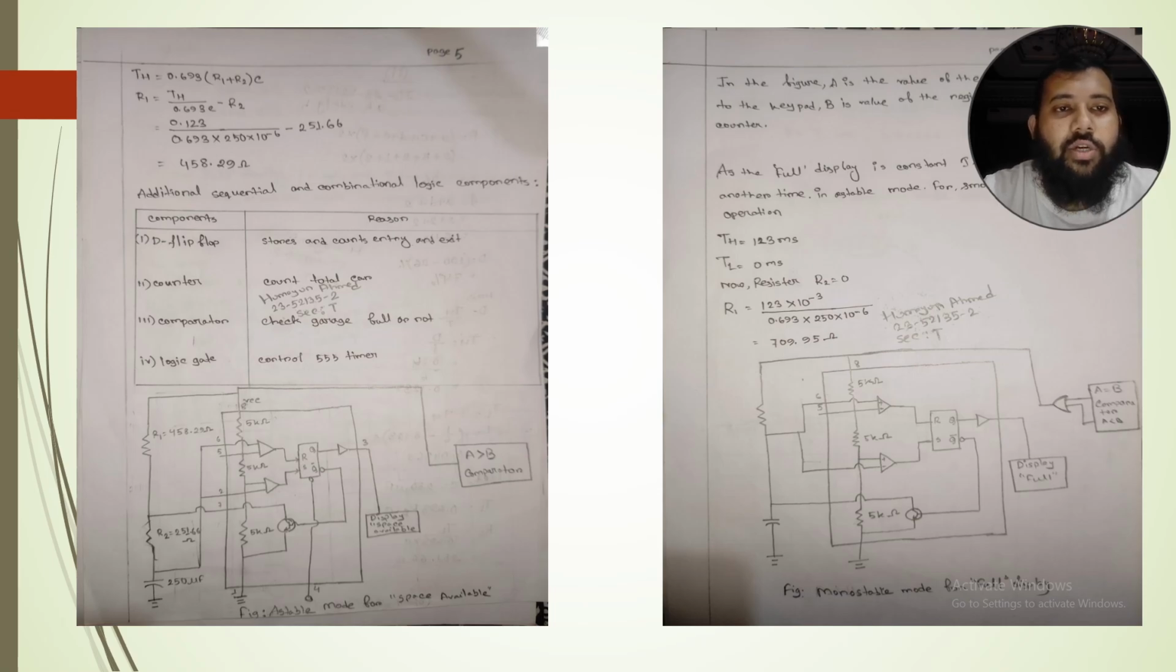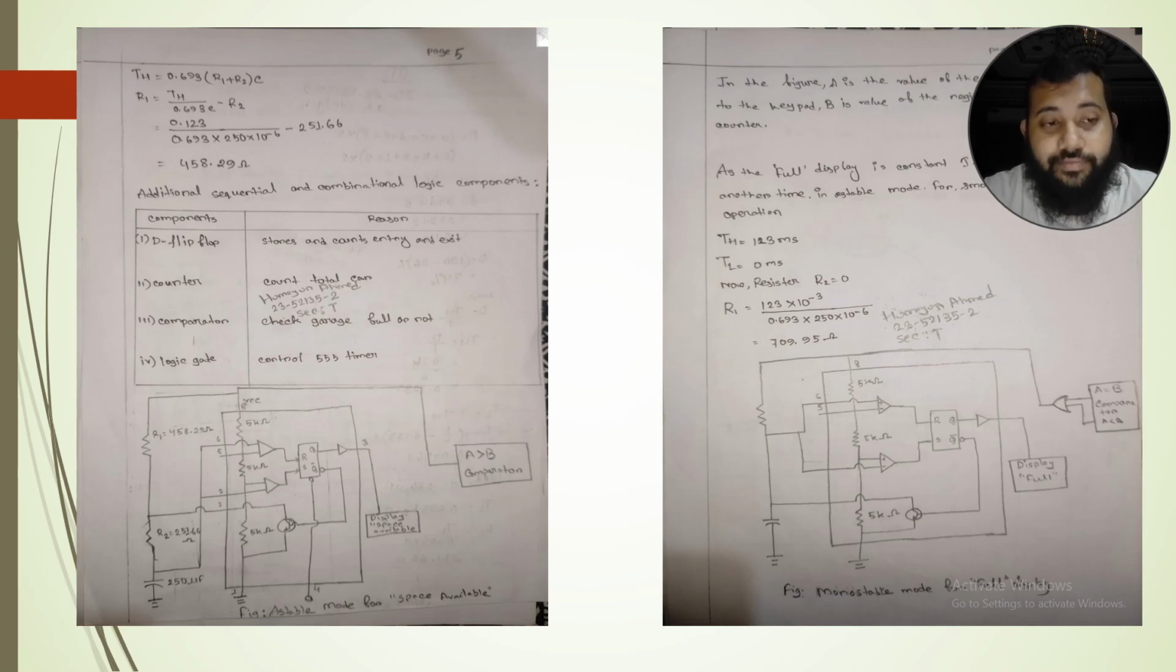Additional sequential and combinational logic components I also used in this project: a D flip flop, which stores and counts entry and exit; a counter, which counts total cars; a comparator, which checks whether the garage is full or not; and logic gates, which control the 555 timer. There are two timers used in this system. One is in monostable mode and the other is in astable mode.